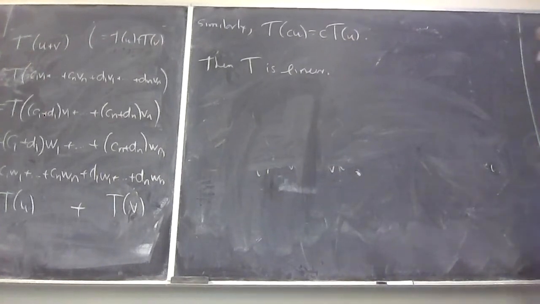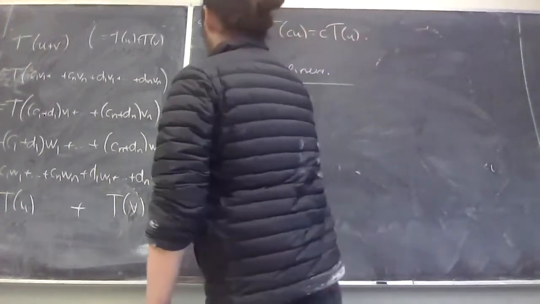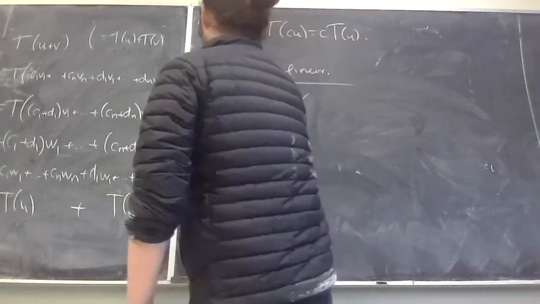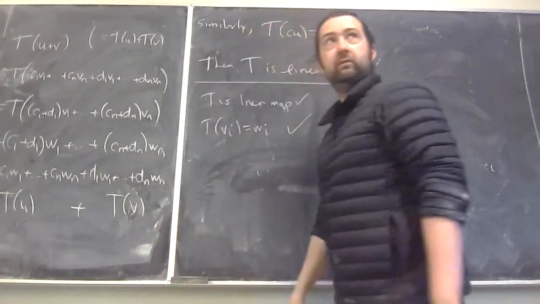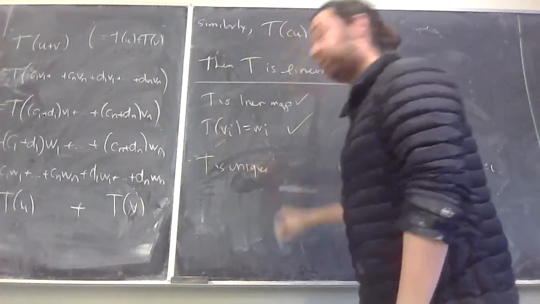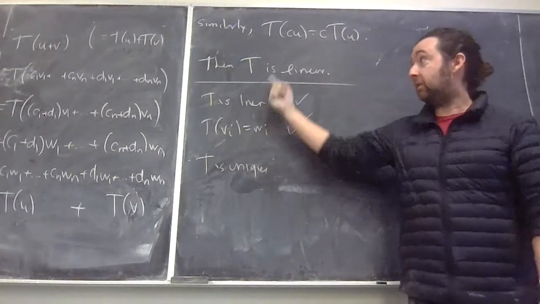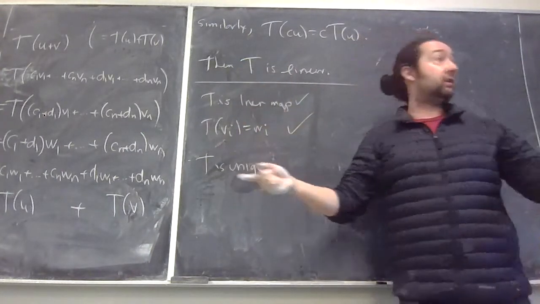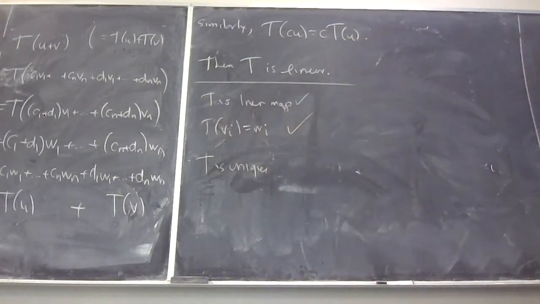So now what? What did the theorem say? This is what we've shown so far. We've shown T is linear. Okay, that's good. So T is a linear map. Check. T of Vi is equal to Wi. Check. T is unique. T is the unique function that does this. We have not shown that yet. We showed that T is a linear map by showing these two properties. We've shown that T of Vi is equal to Wi by just choosing the right scalars. And the last thing we need to show is that T is the unique function that does this.